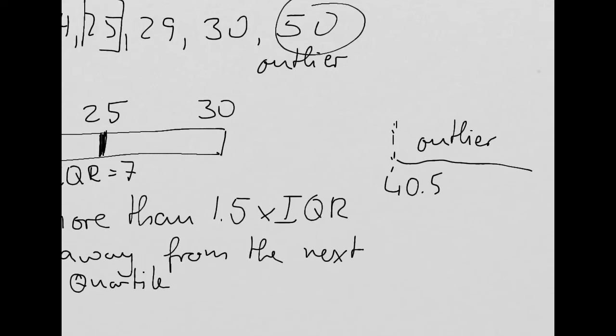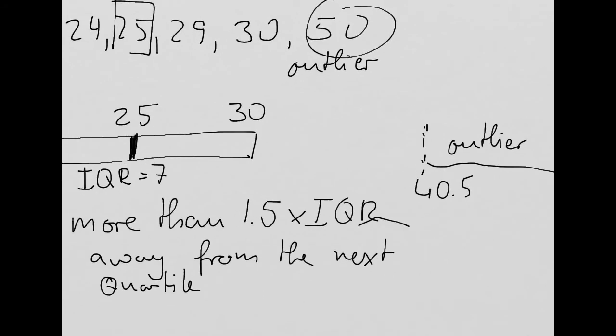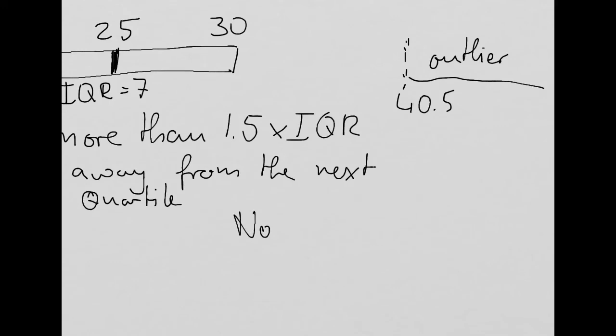Now we have our 50 here, and we can clearly say this is an outlier, our 50. And we usually indicate that with an asterisk. Here's an outlier. And we actually do not draw the whisker to outliers. So, no whiskers to outliers.